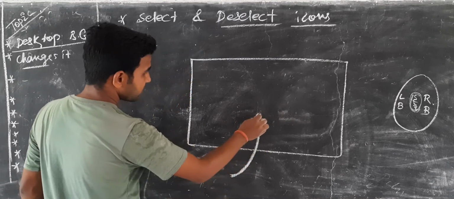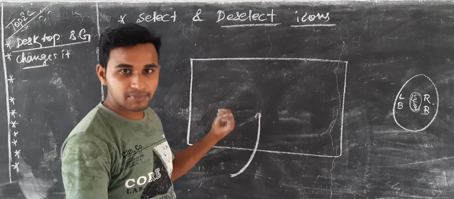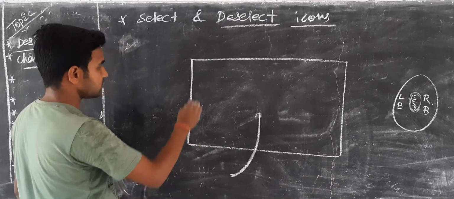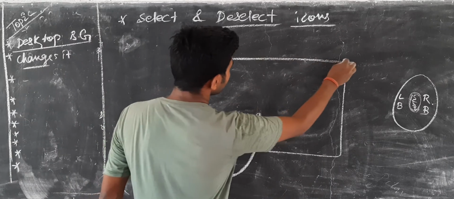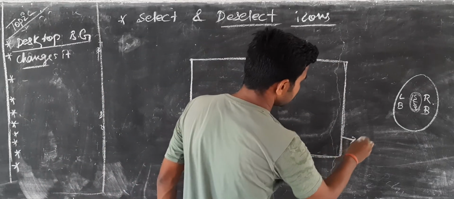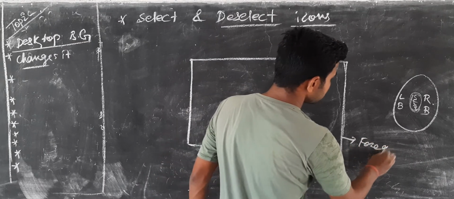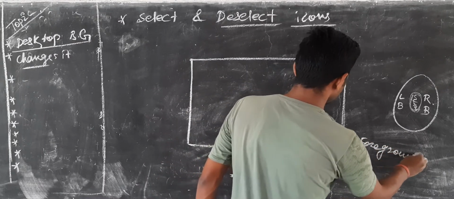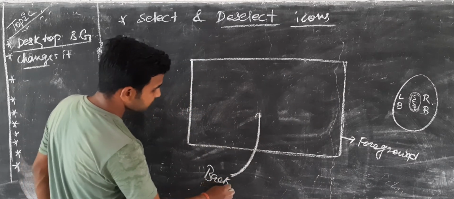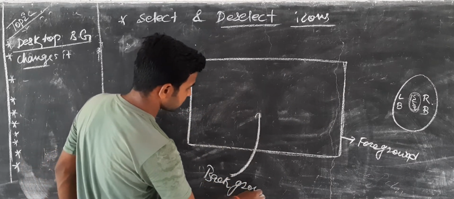This is the background. Its background color is black, and it has two types. It is called the foreground. Its foreground color is white. So this is the foreground, and this is the background color.